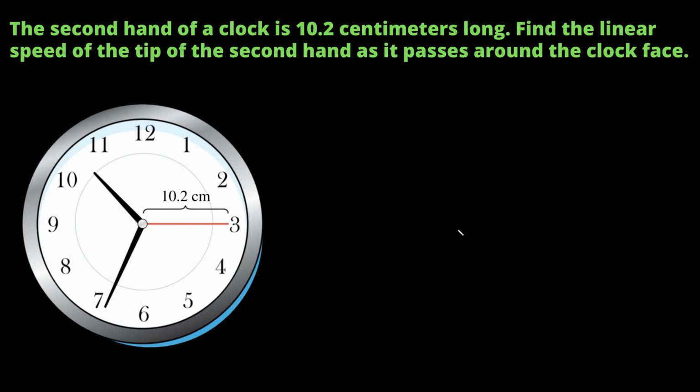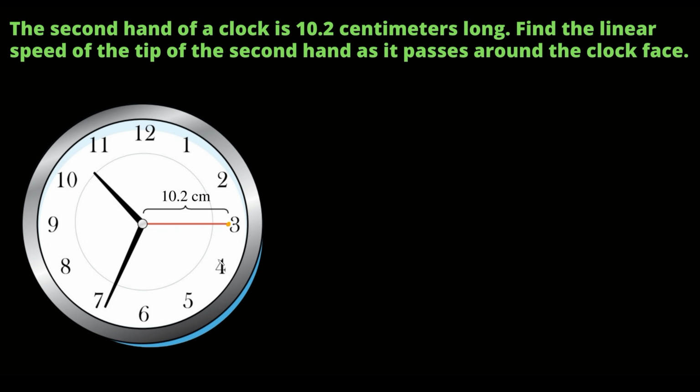So in this video, I'm going to teach you how to find the linear speed of an object that's traveling in a circular motion. The problem up here just says the second hand of a clock is 10.2 centimeters long. Looking at the clock, it tells us that this hand, the seconds hand, is 10.2 centimeters long. Now we want to find the linear speed of the tip of the second hand, the point right here, the tip of the hand as it goes all the way around the clock face.